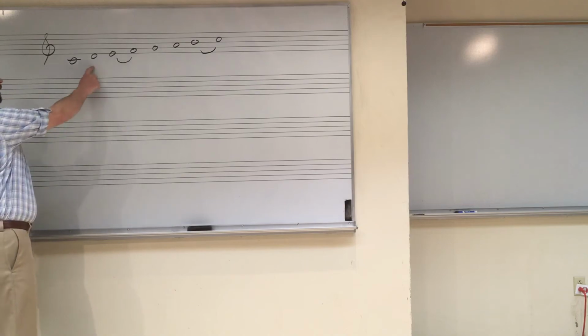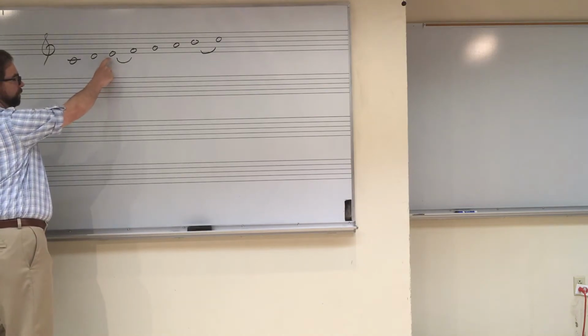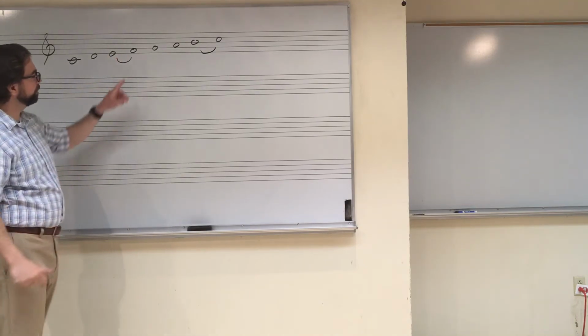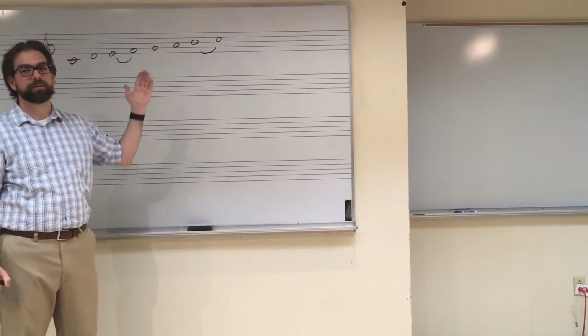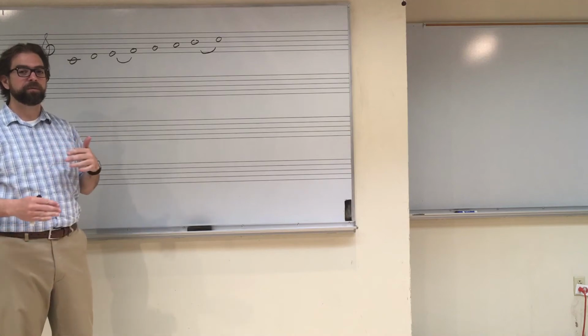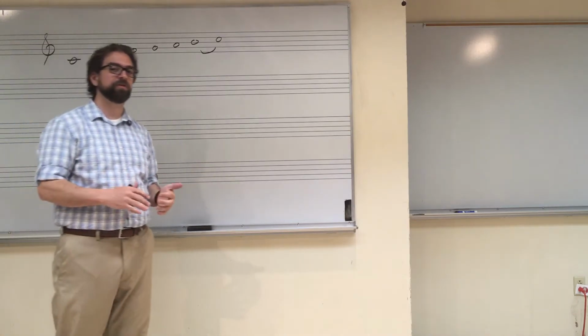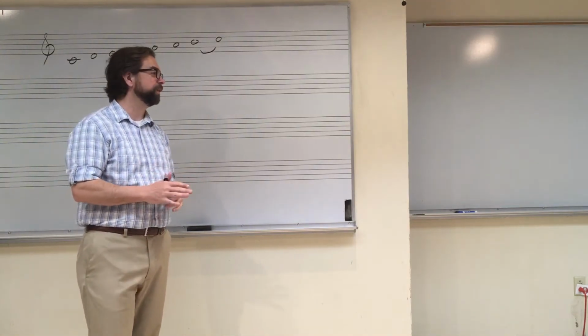So you go from C to D, that's a whole step. D to E is a whole step. E to F, you've got a half step. F to G is a whole step. G to A is a whole step. A to B, whole step. B to C, half step. So that's one way you can check to make sure that what you're dealing with is actually a major scale.